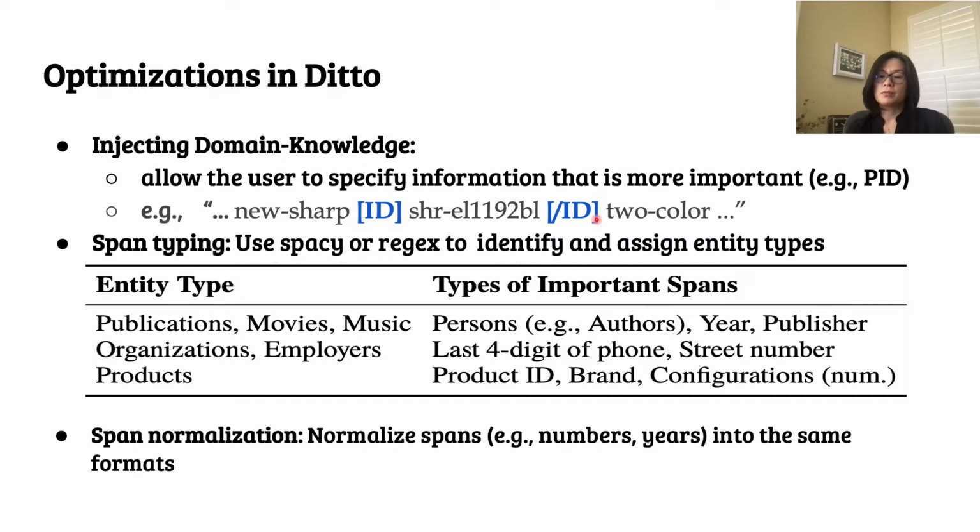We use spaCy or regular expressions to identify and assign entity types. Other examples of what you may want to highlight for different domains are shown here. For example, for people, you may want to highlight the last 4 digits of the phone numbers, and the street number of addresses and so on. We also normalize standard types. For example, put all phone numbers in the same format so that it becomes easier for the language model to understand what is the same or what is not the same.